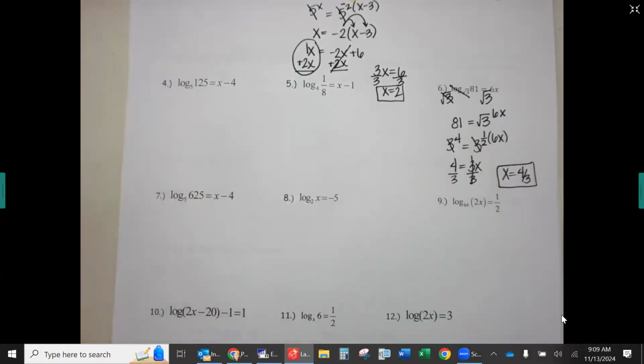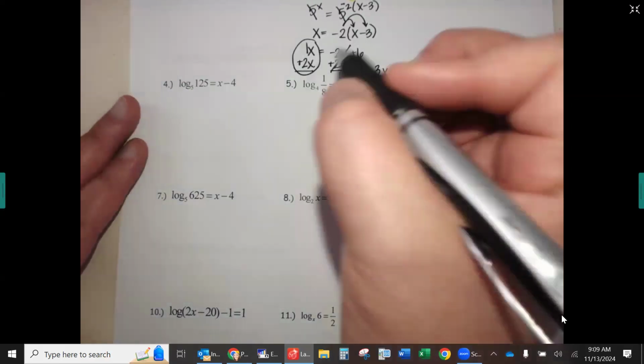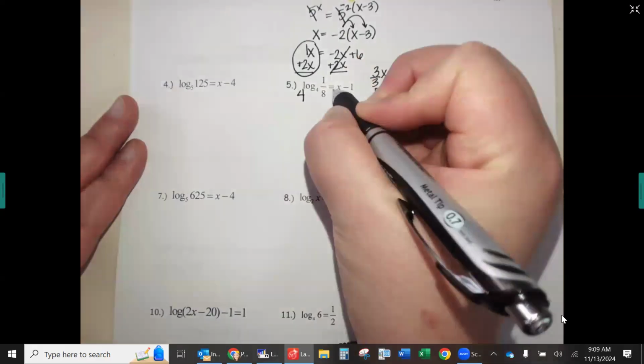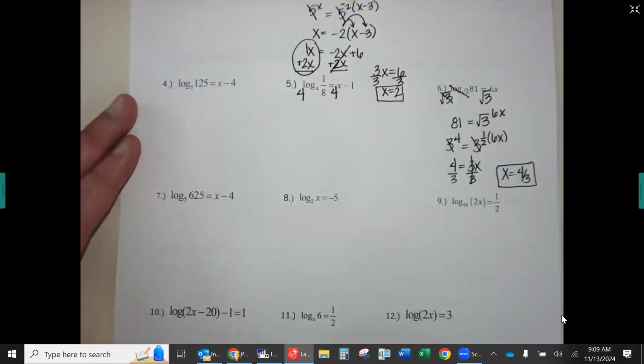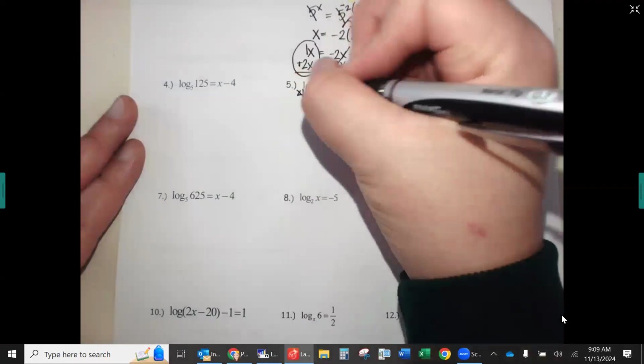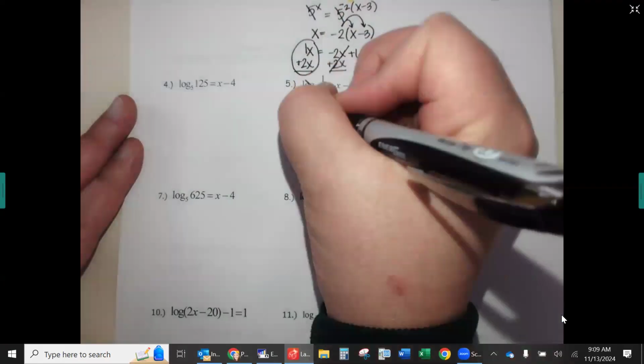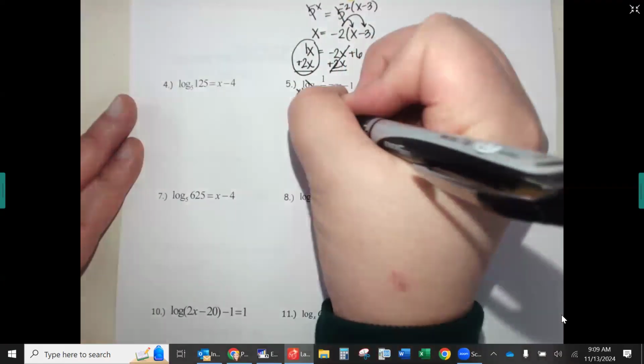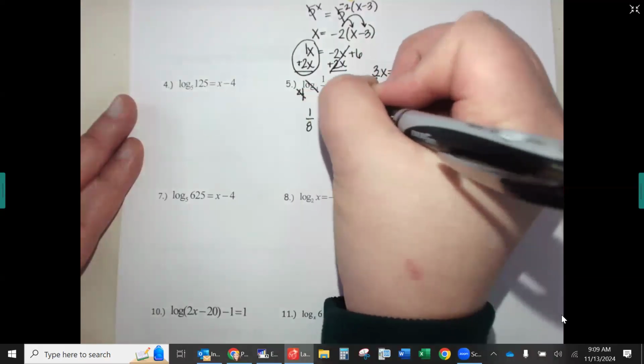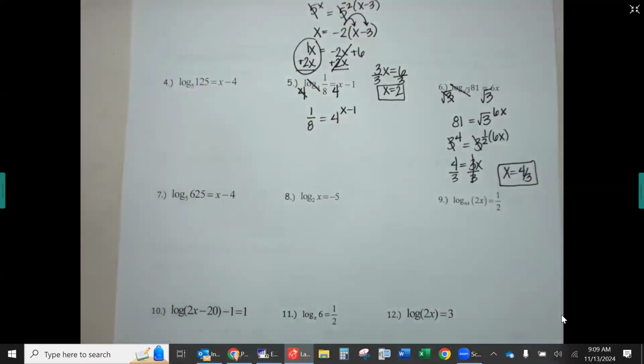Okay, take a look at number 5. Okay, number 5, how do I get rid of a log little 4? Big 4. So my big 4 and my log little 4 are going to cross out. I have 1/8 equals 4 to the x minus 1.